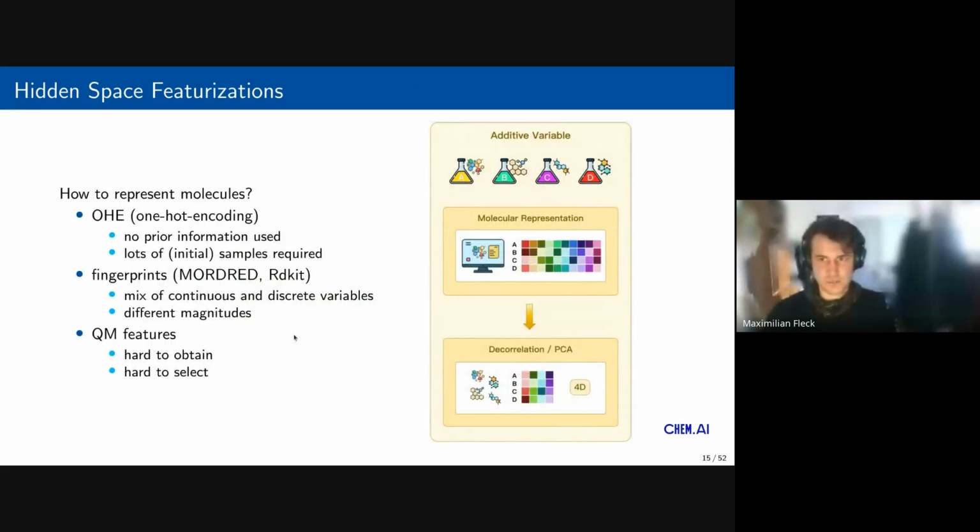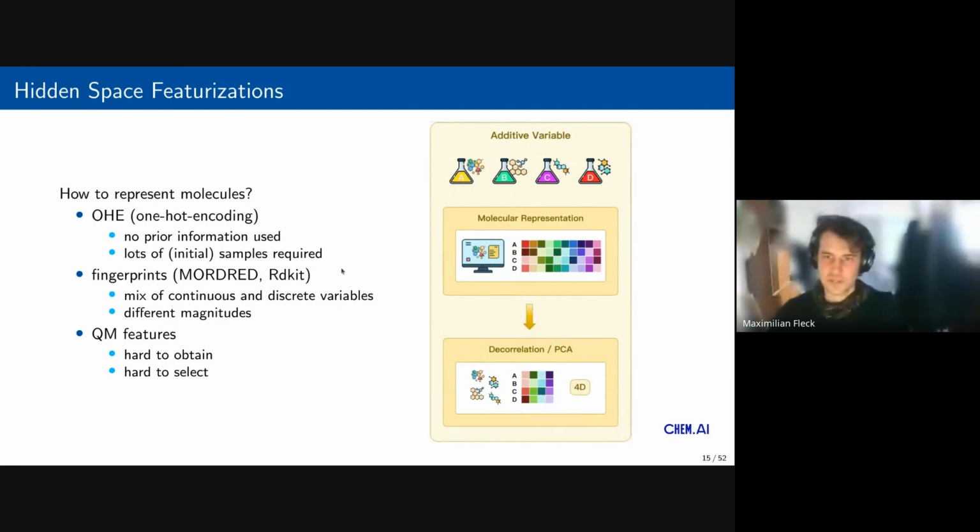There are some classical ways, most of you, I guess, might know. The easiest way to represent molecules is, I guess, one-hot encoding. The problem with one-hot encoding is that you're basically not using any prior information. So you're treating every molecule as a separate entity without using any prior information on how they're related to each other. This is a problem because you need a lot of samples, especially initial ones, because you need to sample every molecule in your search space, because they're not interconnected in any way.